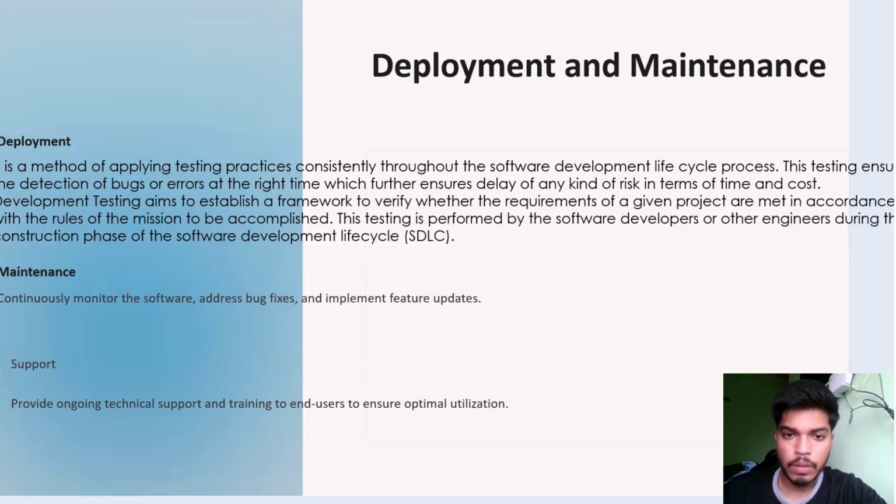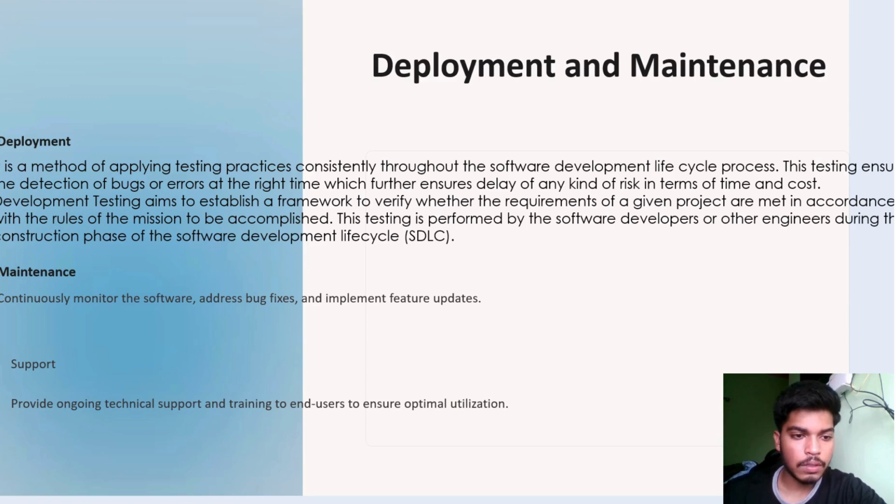Next one is deployment and maintenance. Deployment. It is a method of applying testing practices consistently throughout the software development lifecycle process. The testing ensures the detection of bugs or errors at the right time, which further ensures avoiding any kind of risk in terms of time and cost. Development testing aims to establish a framework to verify whether the requirements of a given project are in accordance with the rules or the mission to be accomplished. This testing is performed by the software developers or the engineers during the construction phase of the software development lifecycle, like SDLC. SDLC stands for Software Development Lifecycle.